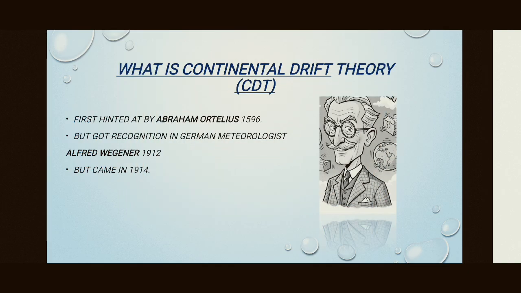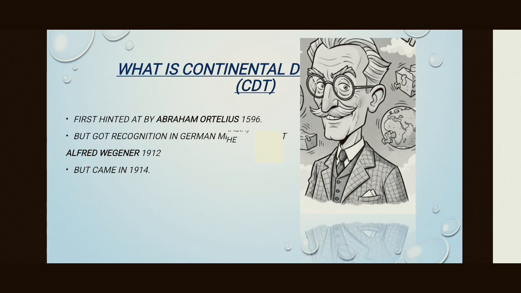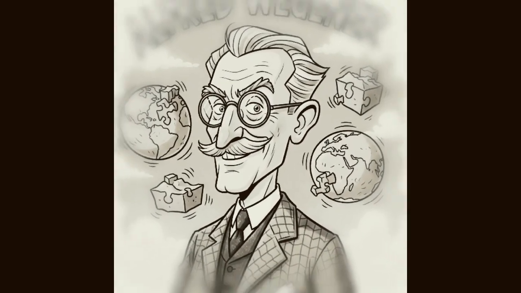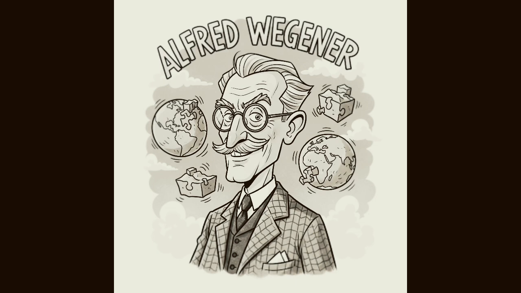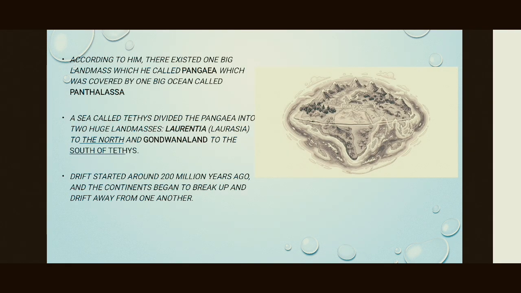In 1596, this idea was first hinted at by Abraham Ortelius, but the person who really made this idea famous was a German scientist, Alfred Wegener, who was actually a meteorologist. That was around 1912, but the idea was published in 1914, and it changed how we think about our planet. So, what did Wegener say?